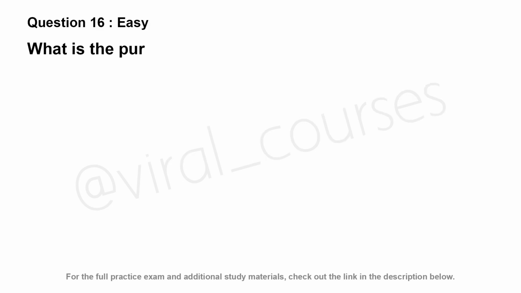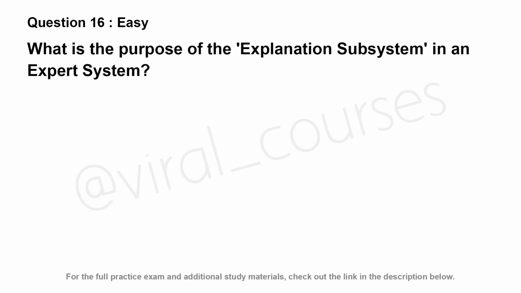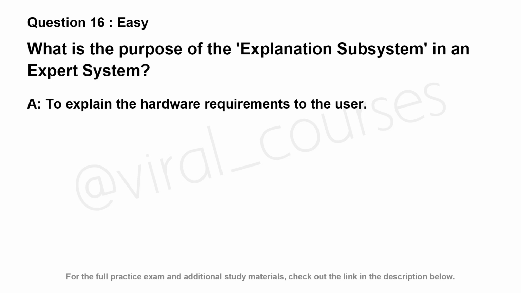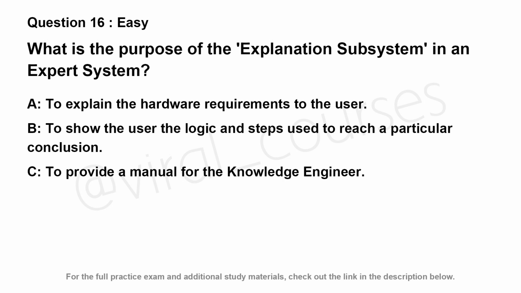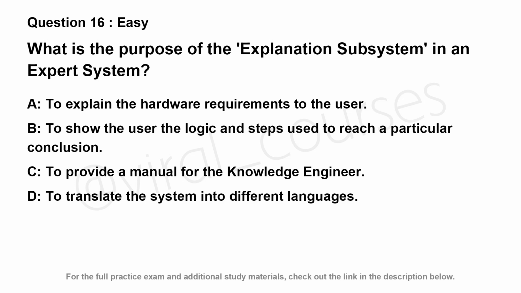What is the purpose of the explanation subsystem in an expert system? Option A, to explain the hardware requirements to the user. Option B, to show the user the logic and steps used to reach a particular conclusion. Option C, to provide a manual for the knowledge engineer. Option D, to translate the system into different languages.